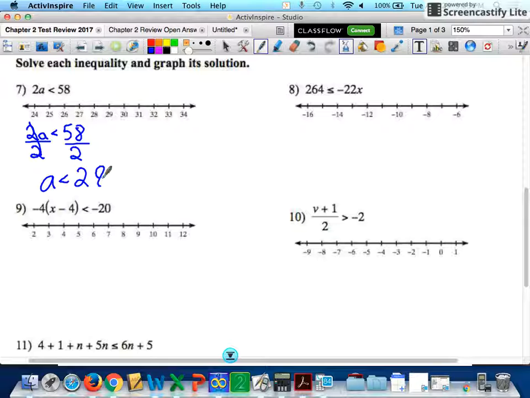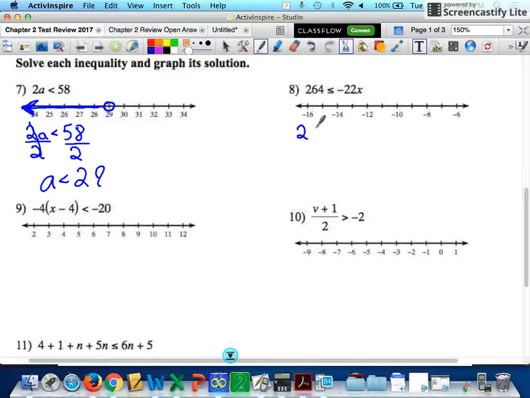And so I go over here on my chart. This time I need an open dot because it's not or equal to. And then because my variable's on the left, I can trust my arrow. If my variable's on the right, my arrow is lying to me, but my variable is on the left-hand side over here. So I know that I can trust this arrow and shade that direction. Okay?